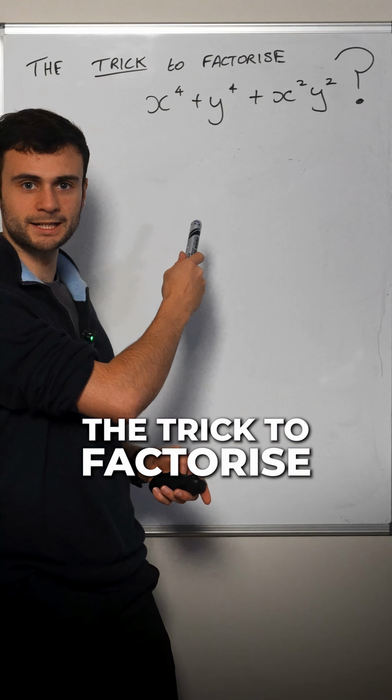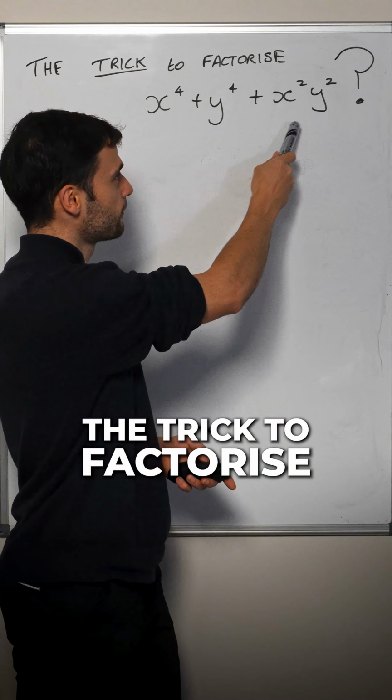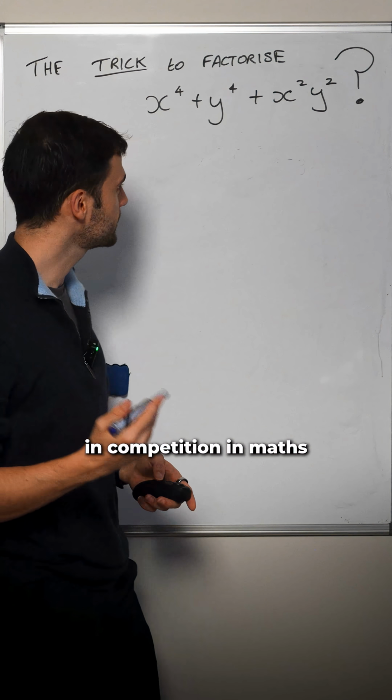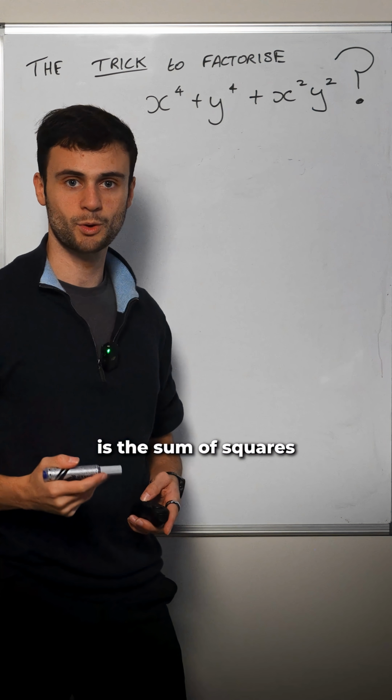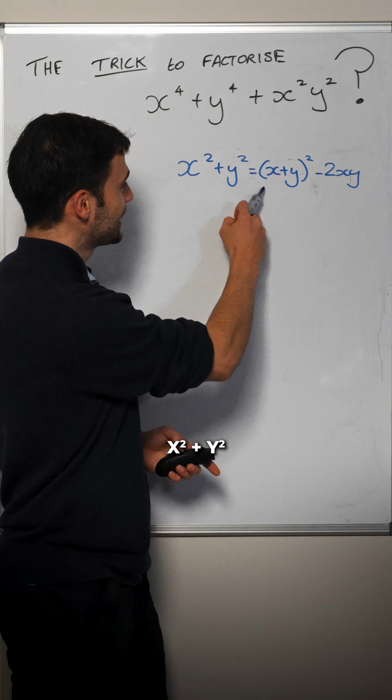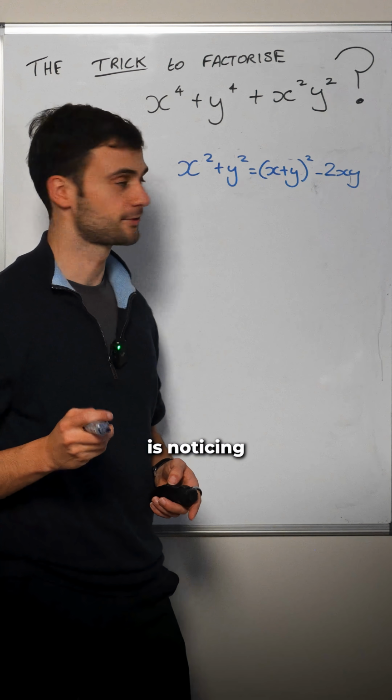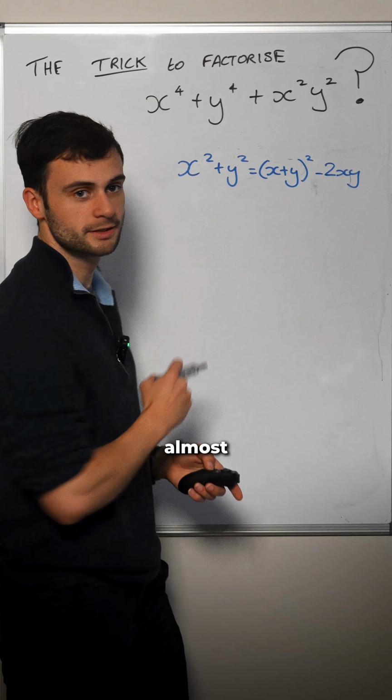What's the trick to factorize x^4 + y^4 + x^2y^2? One of the most useful identities in competition maths is the sum of squares: x^2 + y^2 = (x + y)^2 - 2xy. The trick here is noticing that our equation almost fits this pattern.